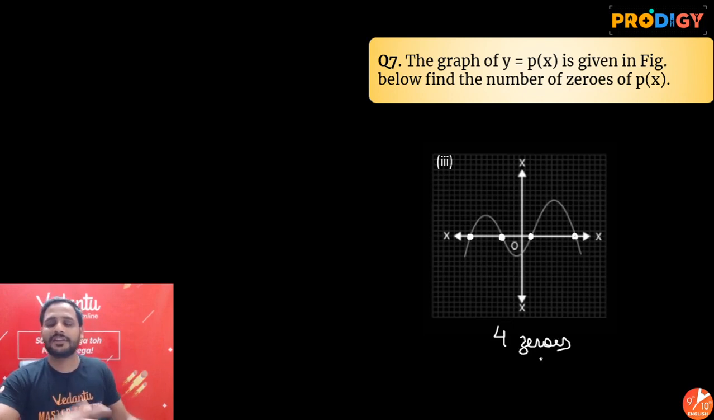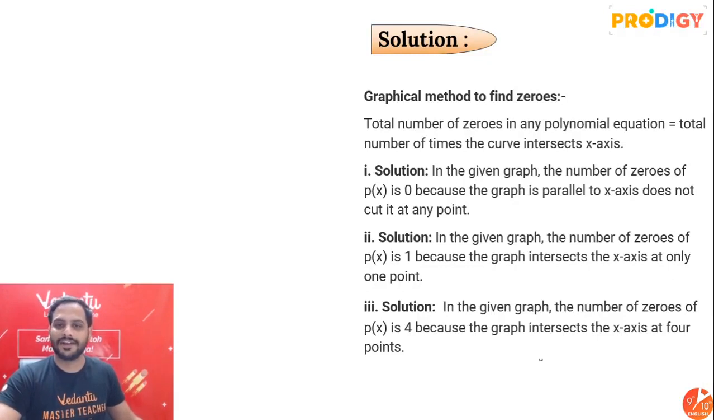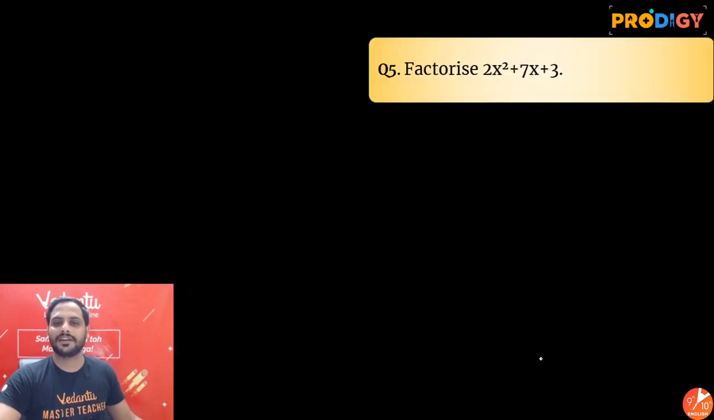These kinds of questions are there in your board examination, trust me. The number of zeros you have to find out, nothing else. All right, so in the first case no zero, in the second case 1 zero, and in the third case 4 zeros.